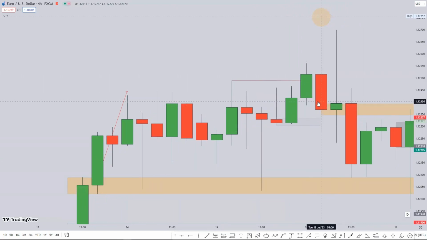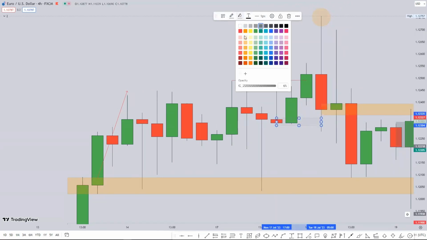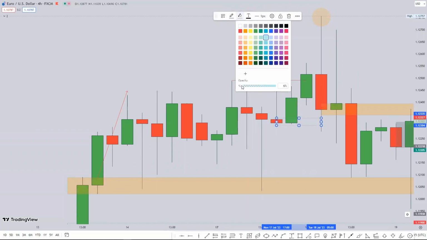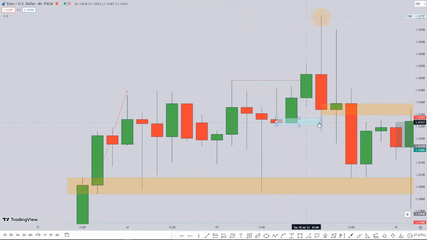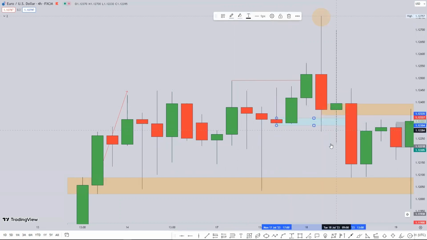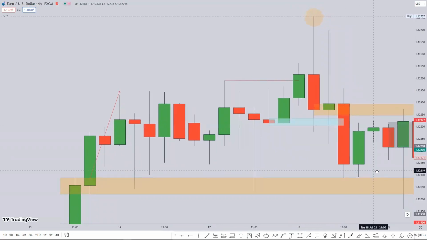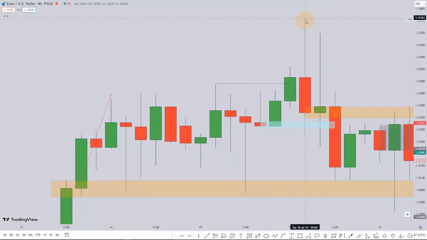wick to this wick. So we cleared this area. Let me make it a different color. We cleared this zone, this particular zone, creating a new low here with a candle close. Then our high is this, our low is this. We are seeing which one will be taken out first.